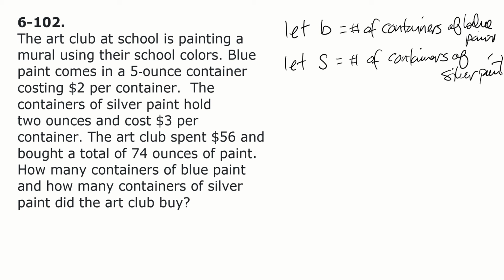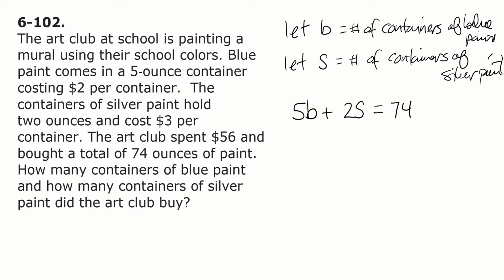The containers both cost a different amount each, and they hold different amounts of paint. So let's write the equation first of all for the total ounces of paint. Those blue containers each had 5 ounces, so I can say, hey, 5 ounces for every single blue container, plus the silver containers, they each held 2 ounces, so 2 ounces for each of the silver containers, and the total ounces of paint was 74 ounces. So this one's tracking the ounces of paint.